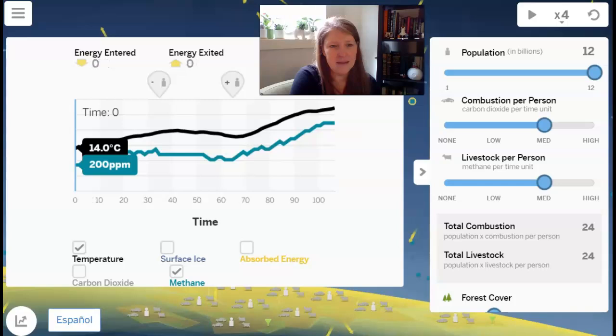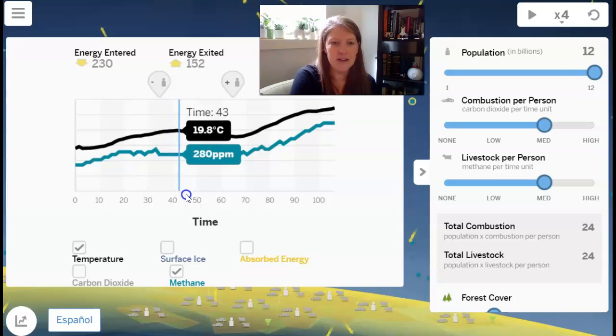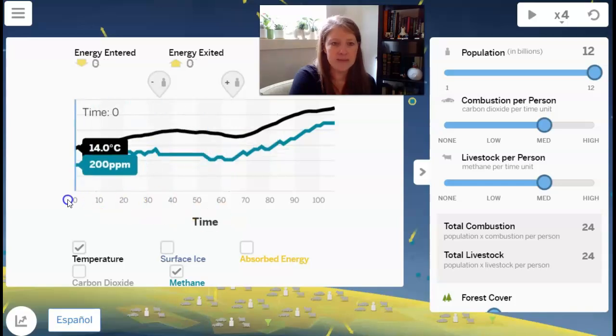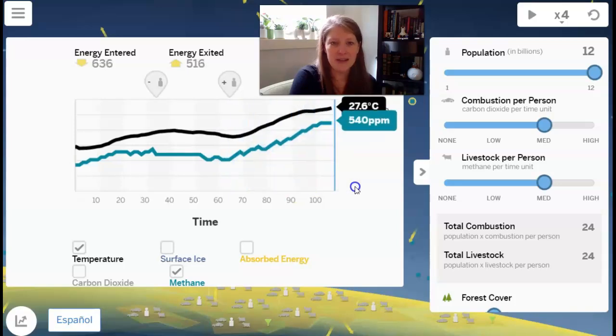I let it run a little longer so we could see this line. But we can see that at the beginning, with our population just doing normal human activities, the methane level was increasing. And then once we decrease the population down to 0, the methane level in the atmosphere did start to drop down to about 240 parts per million, but it didn't get back down to 200 parts per million. So I wonder how we could lower that down. And then once we increase the population to 12 billion, it just spiked up to 540 parts per million.